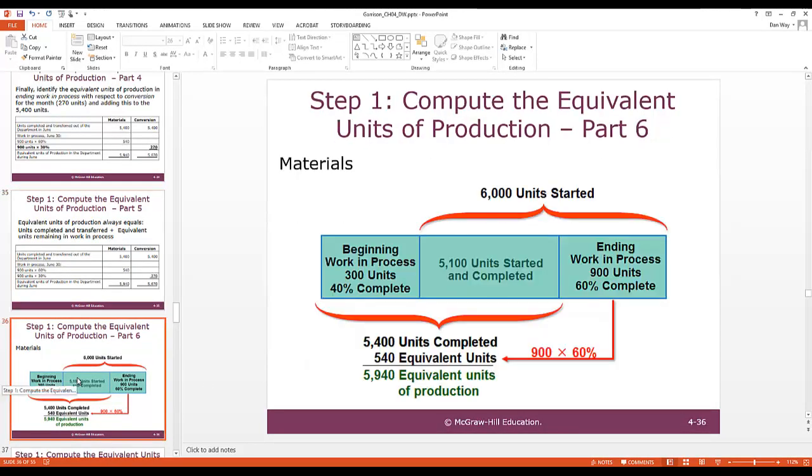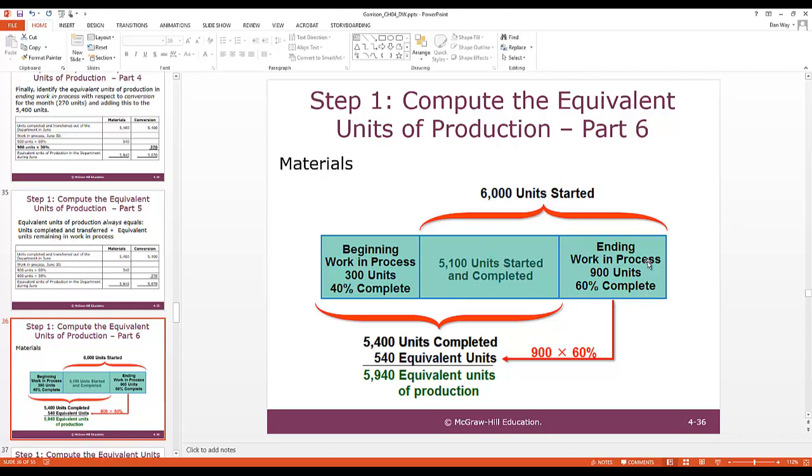It may help us to stick a picture to this just to further illustrate the point. So in this example, again, we had a little bit of work in process at the beginning of the period. We had a whole bunch of units that we knew we had completed and transferred out, and then we had some ending work in process that wasn't quite complete with respect to either materials or conversion. So with respect to materials then, here's how we arrive at that 5,400 units completed. We started with 300, we ended with 900, and we knew that we had transferred out 5,400. So we, in essence, had started 5,100 into the production process for the period.